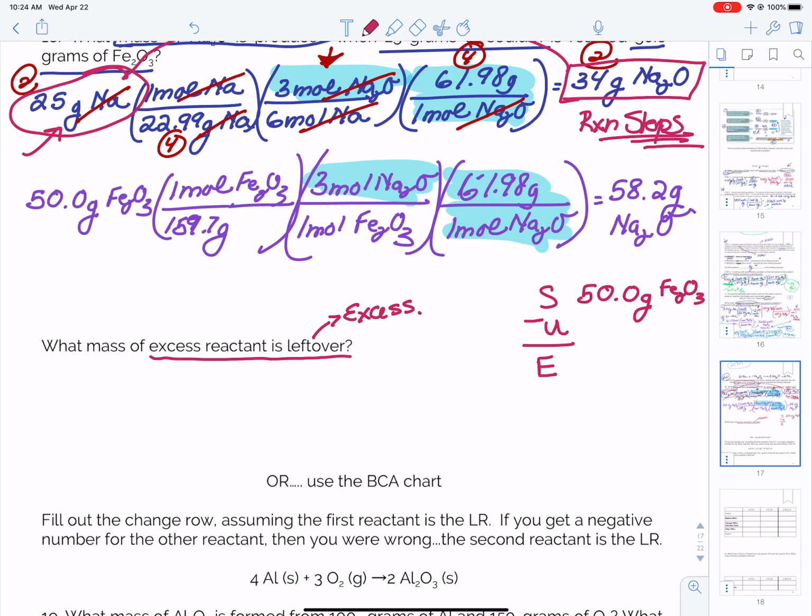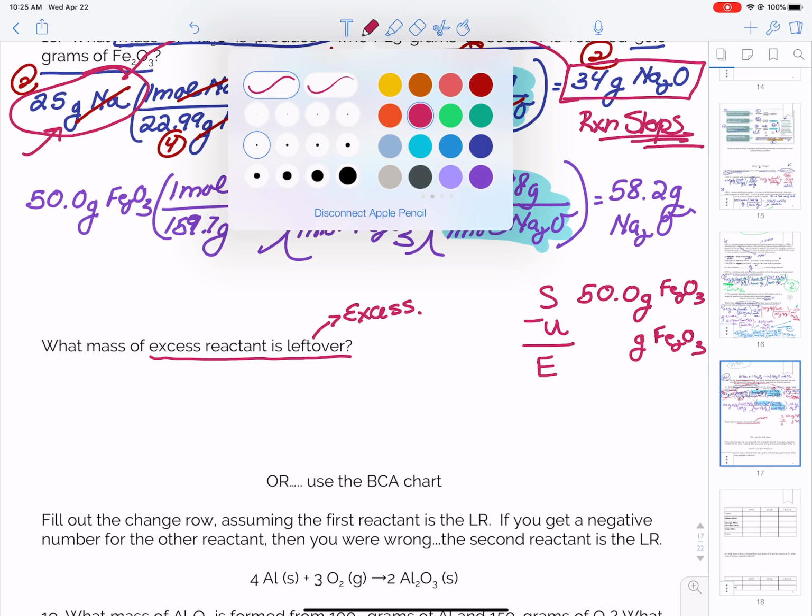When we are subtracting or adding, they need to be the same compound. You can't add 6 apples plus 3 pears. But what's 6 apples plus 3 apples? That's 9 apples. So when I subtract the used, the unit has to also be grams of Fe2O3. What I need to find out is how many grams of Fe2O3 I will use when I also use 25 grams of sodium, my limiting reactant.